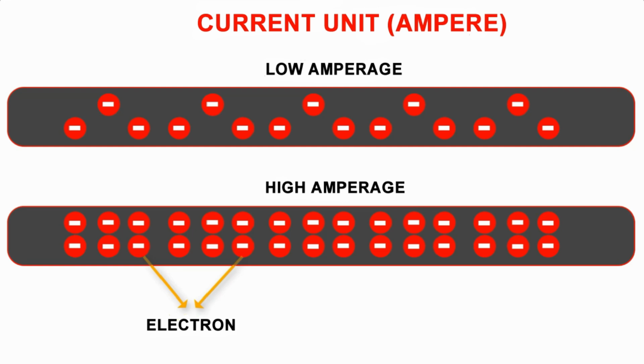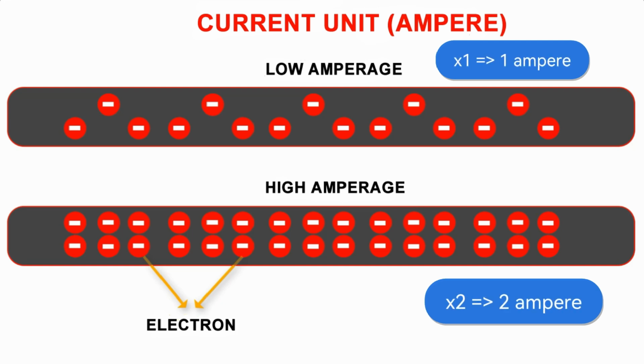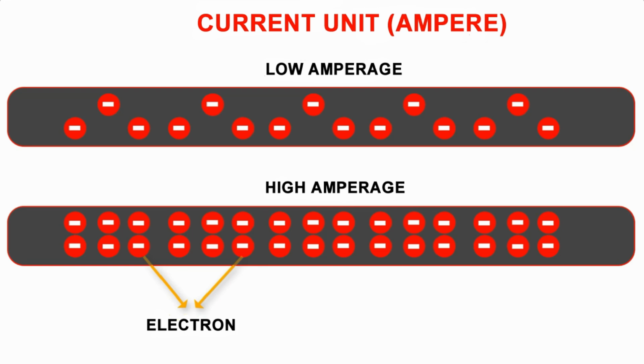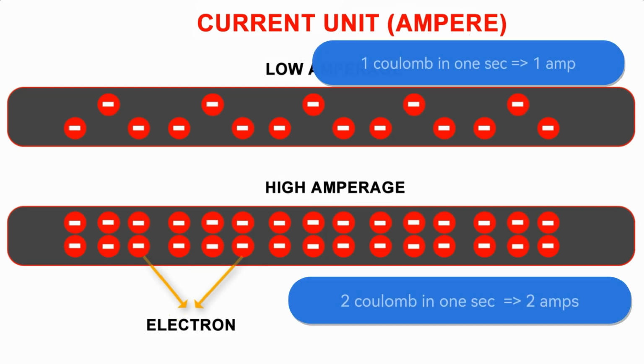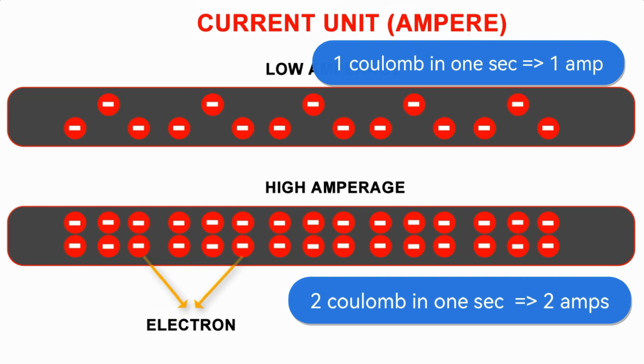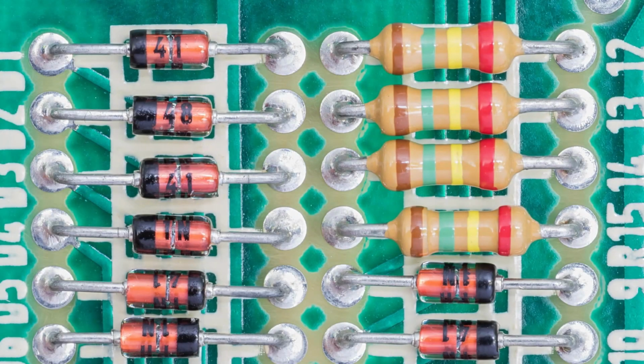High amperage means that the number of electrons moving per unit time is very high. For instance, as shown on the screen, we can assume that the number of electrons on the bottom is twice that of the top. In this sense, if the current at the top is 1 ampere, the current at the bottom is 2 amperes. Likewise, if an electric charge of 1 coulomb is displaced in 1 second, we can say that 1 ampere is transferred, and if 2 coulombs are displaced in 1 second, we can say 2 amperes of current flow. Now let's examine the concept of ohms.